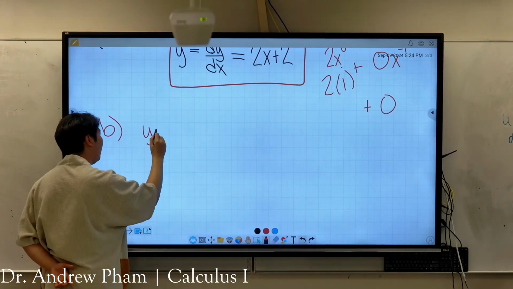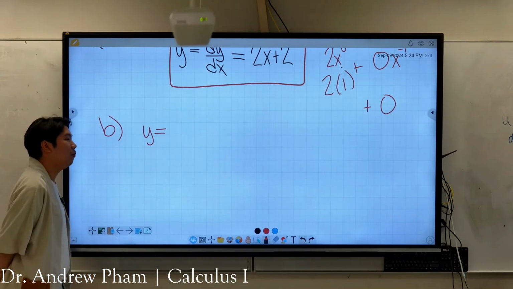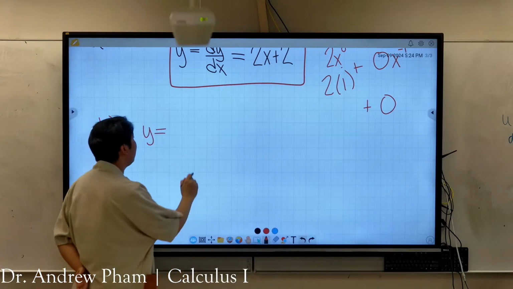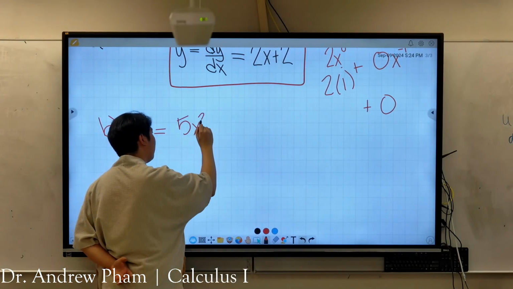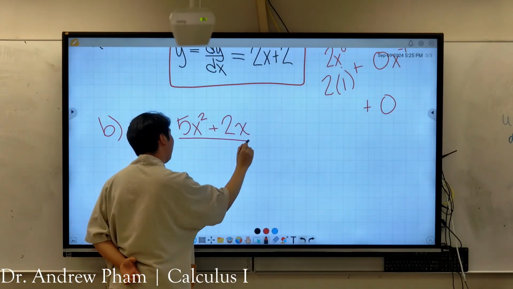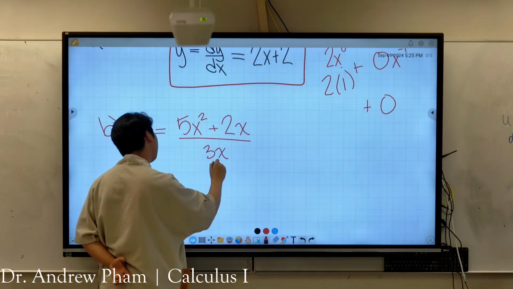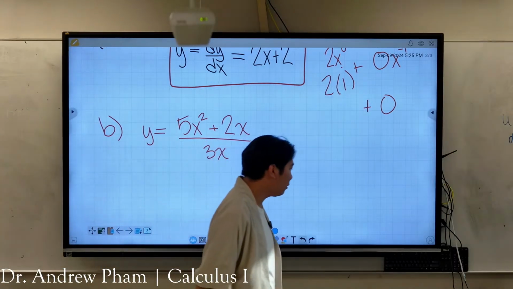What if I get y is equal to, let's do 5x squared plus 2x all over 3x. I meant to use a different letter, but we'll use y.